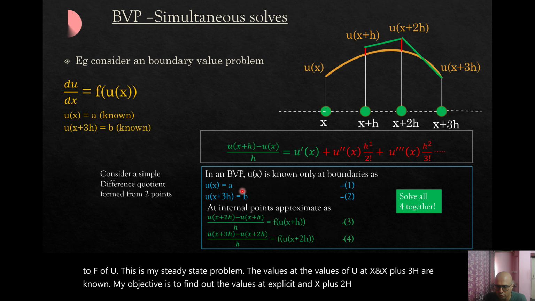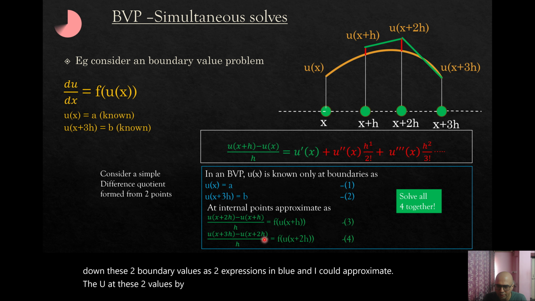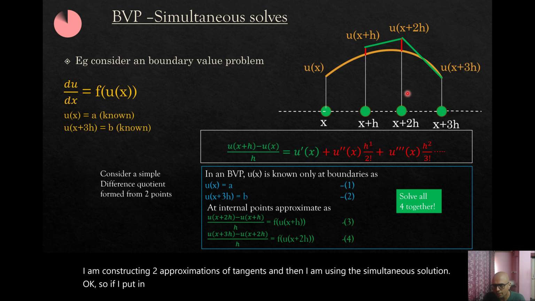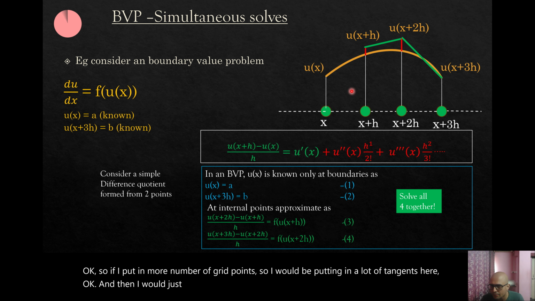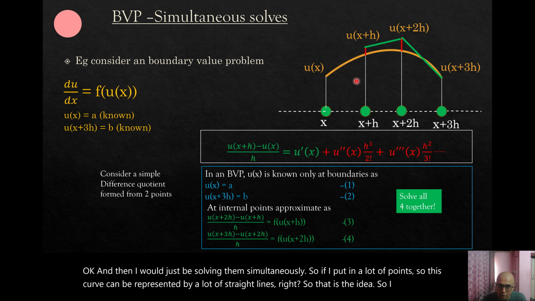So I could simply write down these two boundary values as two expressions in blue, and I could approximate the u at these two values by writing these kinds of equations using the forward difference. So here I am constructing two approximations of tangents, and then I am using a simultaneous solution. If I put in more grid points, I would be putting in a lot of tangents here, and then I would just be solving them simultaneously. So if I put in a lot of points, this curve can be represented by a lot of straight lines, right? So that's the idea. So I would converge if I use more points.